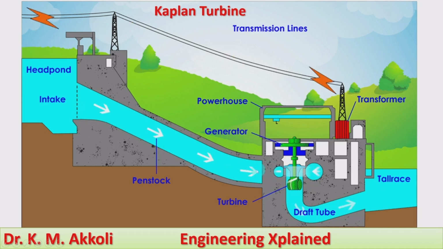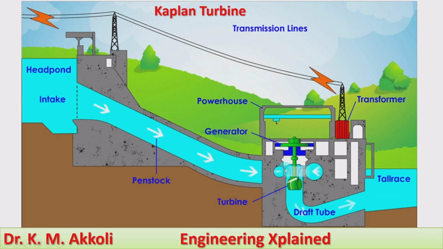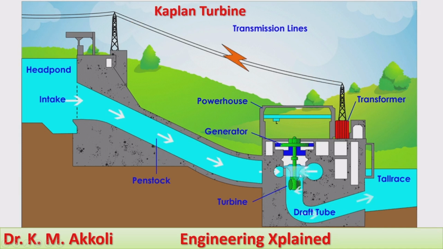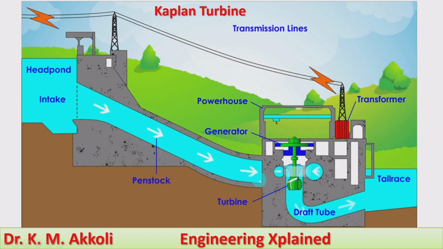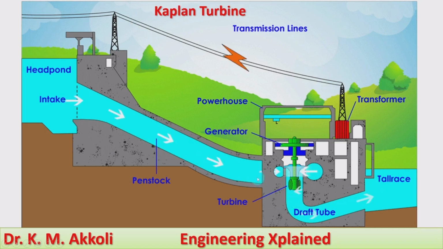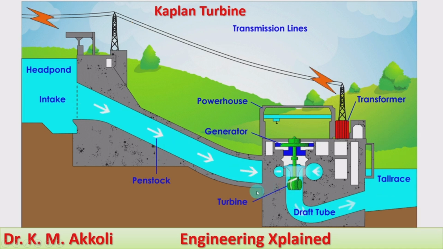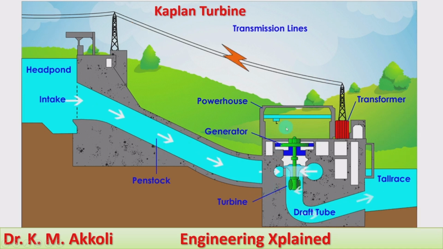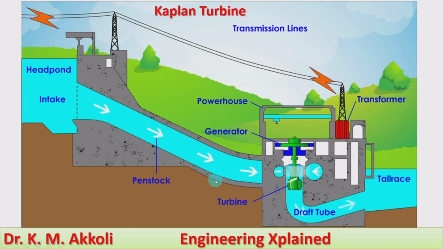And it is a reaction turbine. Reaction turbine means here the pressure of the flowing fluid in the turbine will be continuously changing. And the energy available at the inlet of the turbine is both the pressure energy and the kinetic energy. And this is the definition of the Kaplan turbine. How it works, we'll see that.